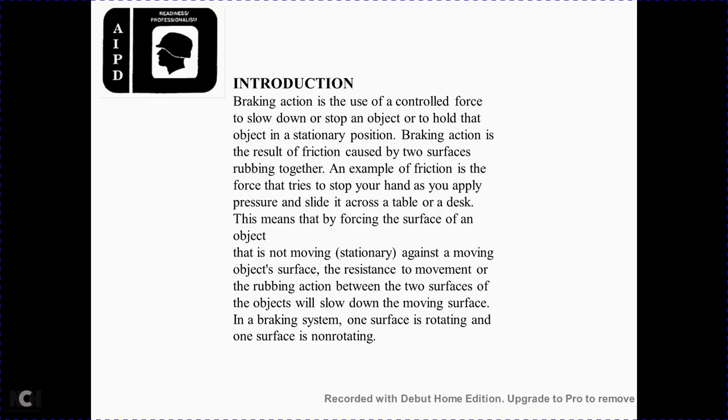Introduction. Braking action: a control force is applied to slow down or hold an object in a stationary position. Braking action is the result of friction, caused by two surfaces rubbing together. An example of friction is the force of your hand as you apply pressure and slide it across the top of the desk.